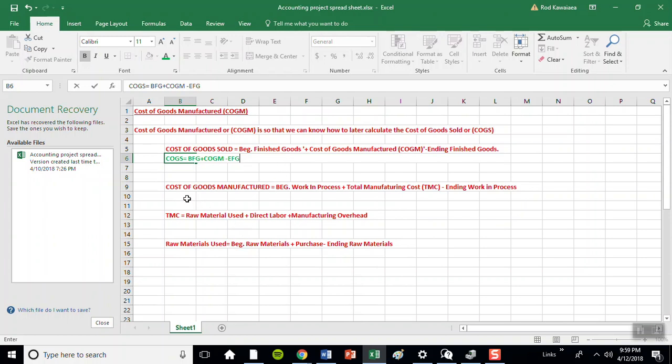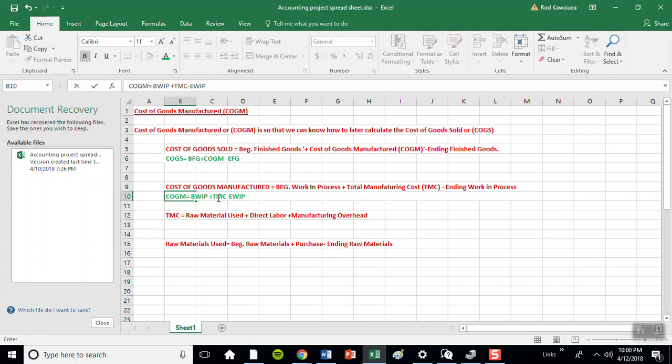For that, you can use the formula: cost of goods manufactured equals beginning work in process plus total manufacturing costs, or TMC, minus ending work in process. So again, we're going to simplify that a little bit. COGM equals BWIP plus our TMC, total manufacturing cost, minus our ending work in process, or EWIP.